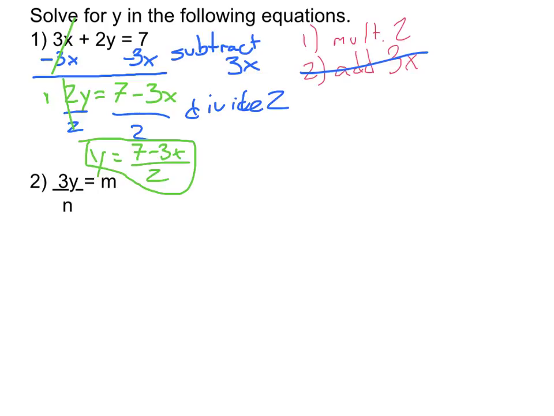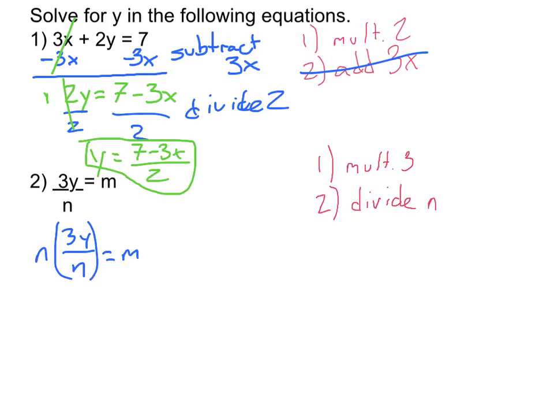Okay, let's keep going. Let's look at number 2. I have 3y over n equals m. And so what is happening to y here? Well, first, if we were plugging a number in for y, we would multiply it by 3. Then we would divide that result by n. Okay, so let's undo that just like we did before. So we're going to undo divide n first, which means the opposite of division is multiplication. So let's multiply both sides by n.